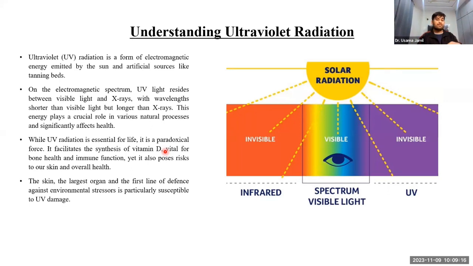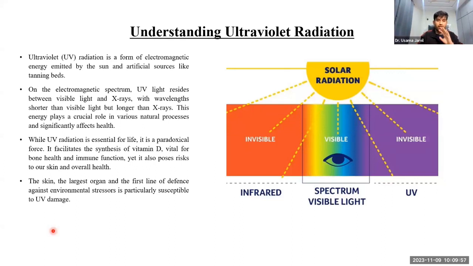It facilitates the synthesis of vitamin D, vital for bone health and immune function. Yet it also poses risk to our skin and overall health. So there are benefits as well as risks. The skin, being the largest organ and the first line of defense against environmental stressors, is particularly susceptible to UV damage. The skin is the outermost layer of our body, which means it is most exposed to the UV light. All our other organs are not directly exposed to sunlight other than the skin.